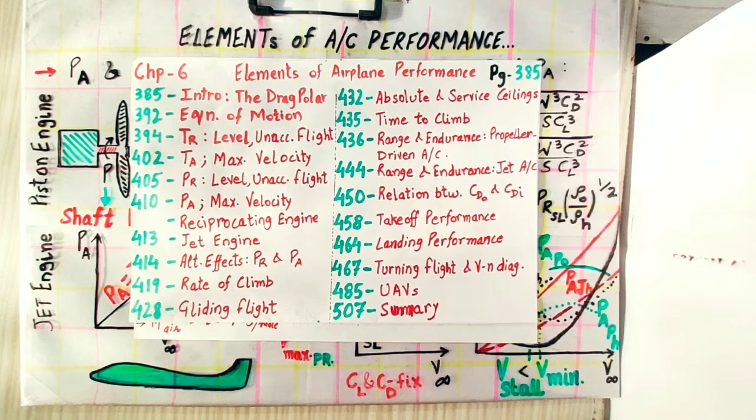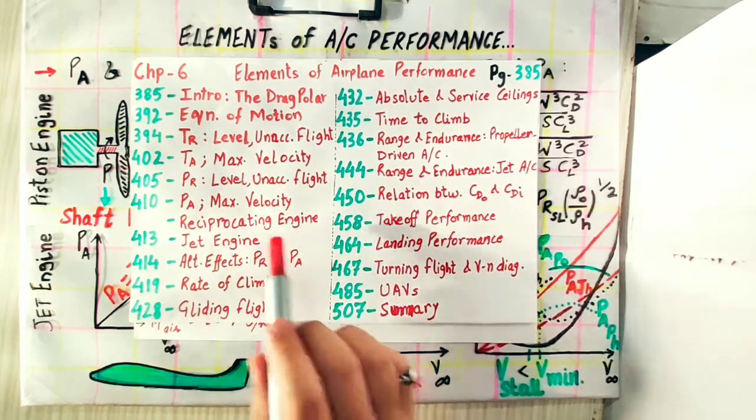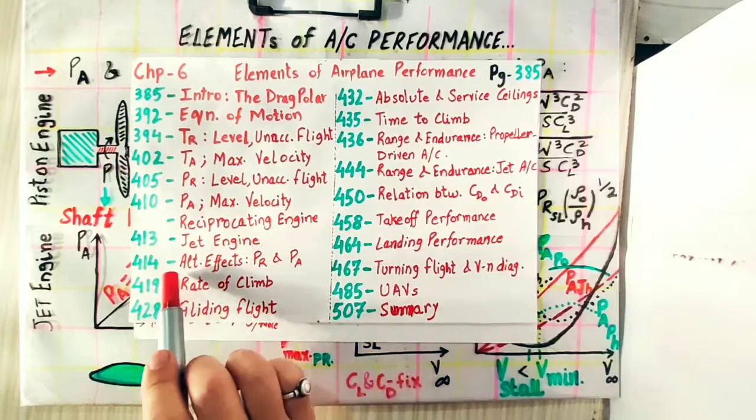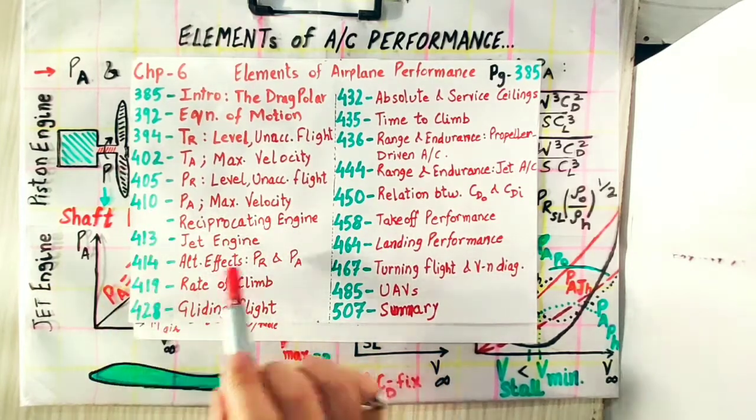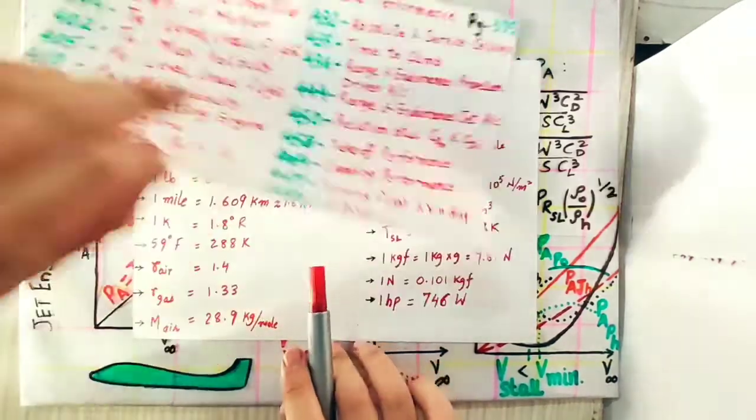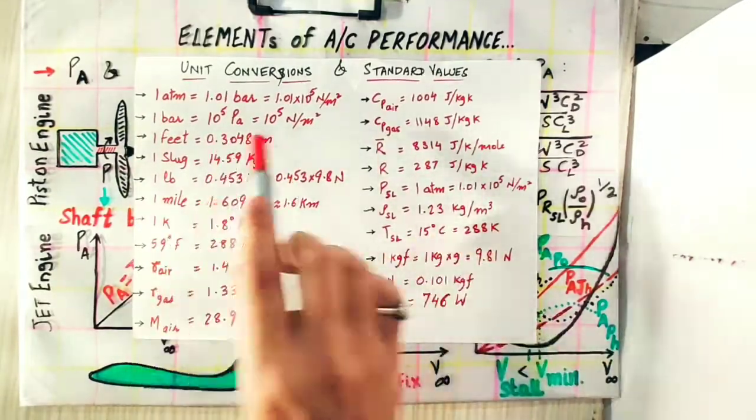Hola amigos, so let's continue with power available with maximum velocity for reciprocating and jet engine, and also we will observe altitude effects on power required and power available. From page number 410 to 414 we will be doing all this. Okay, so let's start, and just before that please write down these unit conversion and standard values.